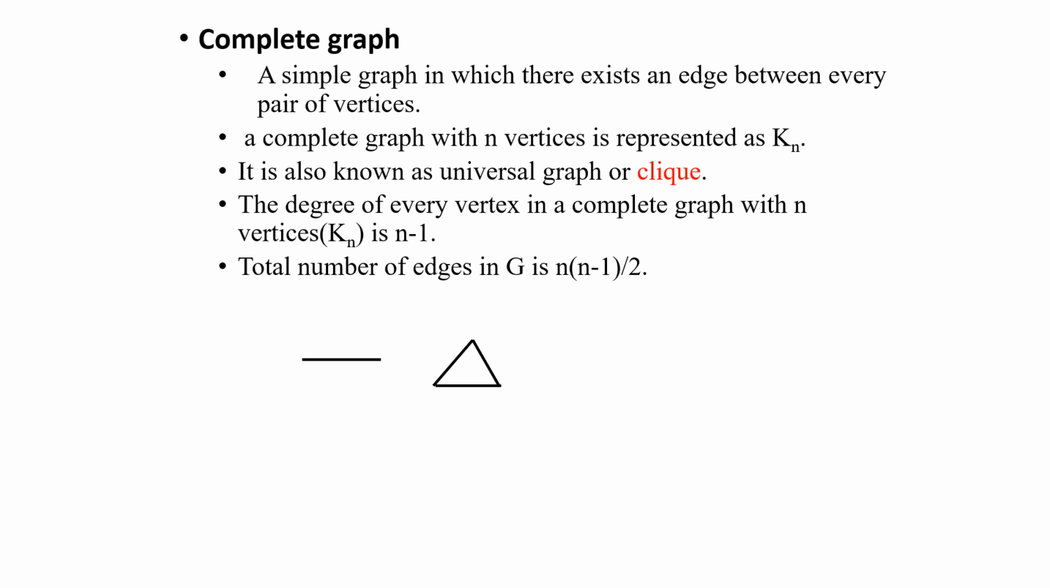It is also known as a universal graph or clique. The degree of every vertex in a complete graph Kn with n vertices is n minus 1. The total number of edges in graph G will be n(n minus 1)/2. Here you can see two complete graphs with two vertices and three vertices respectively. For these, the total number of edges can be calculated using n(n minus 1)/2.